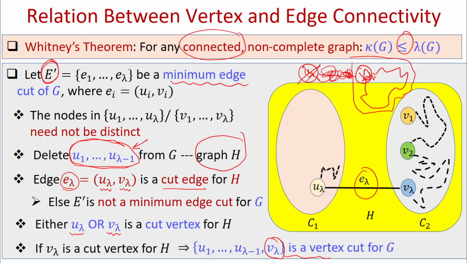It's only when you remove v lambda that this portion of C2 gets disconnected from u lambda, right? So it depends upon which endpoint of the cut edge e lambda is a cut vertex for the reduced graph, and that cut vertex along with the lambda minus 1 vertices which you have already removed will give you a vertex cut for the original graph G. Okay, so that's a subtle point, the two cases. Otherwise, the rest of the proof is straightforward.